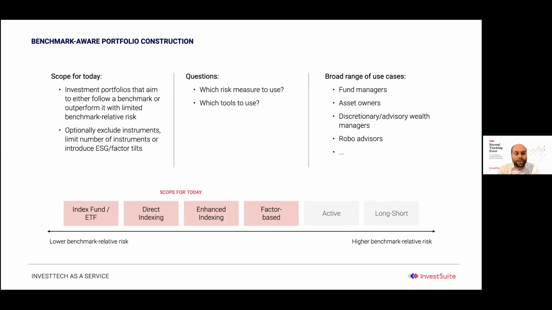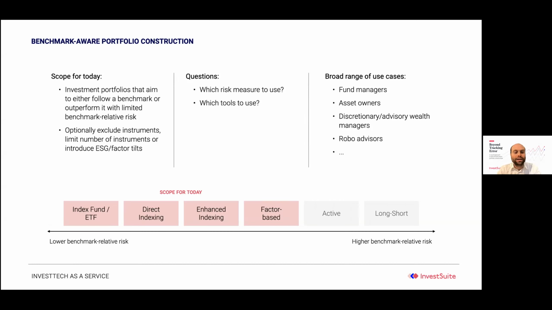So when we talk about benchmark-aware portfolio construction, what we mean are portfolios that either aim to follow a benchmark or aim to outperform it with limited benchmark relative risk. So if you look at the bottom of the slide, at the spectrum that ranges from pure index fund management on the left to fully unconstrained long short management on the right, we'll mainly be talking about the left part.